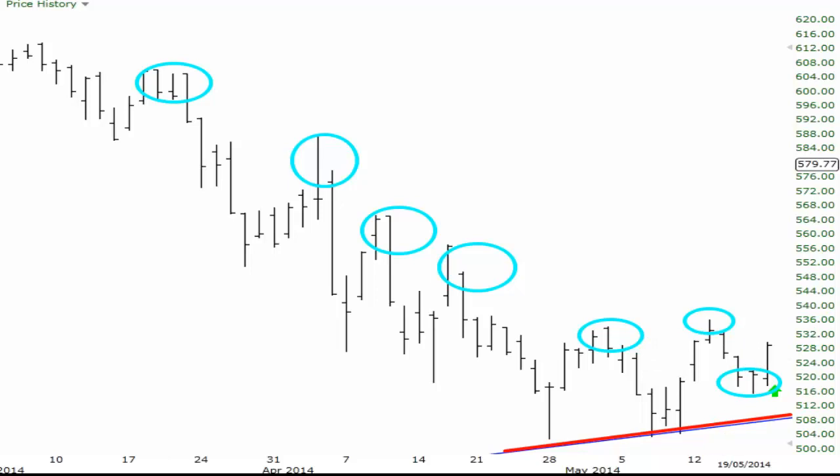So your entry for this would be at the open here. Where you would get out is if it closes below the low of this bar here, then you would get out, and that would be a stop. And your target would be at the next area of support or resistance. So this here would be your stop, okay?